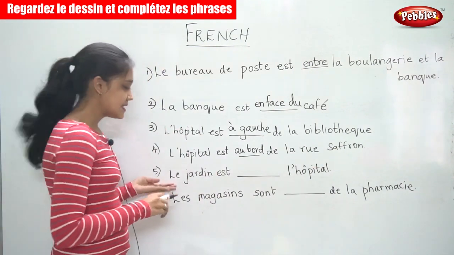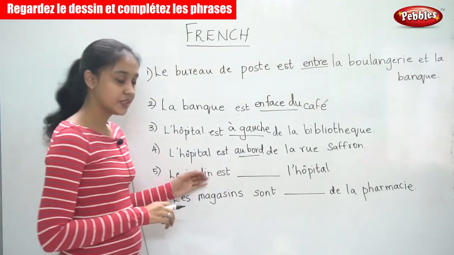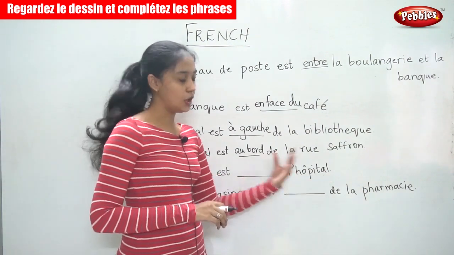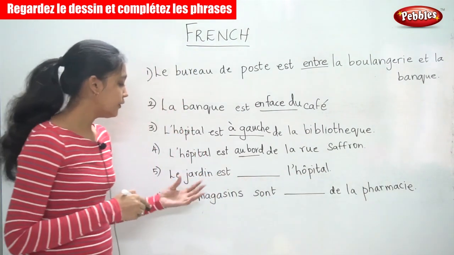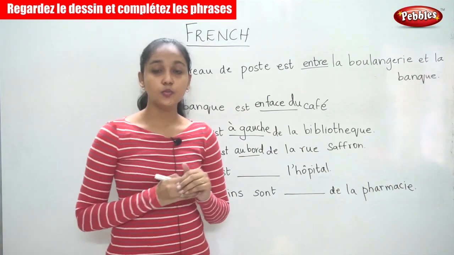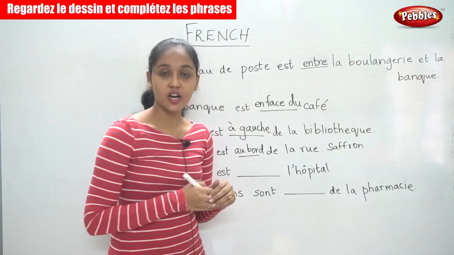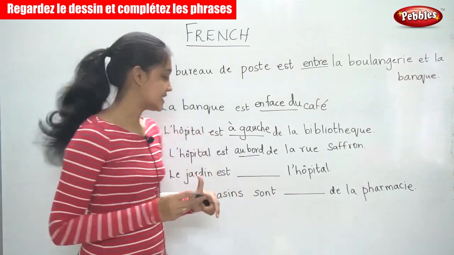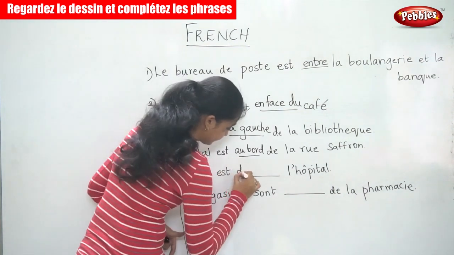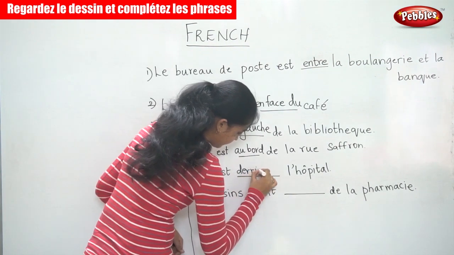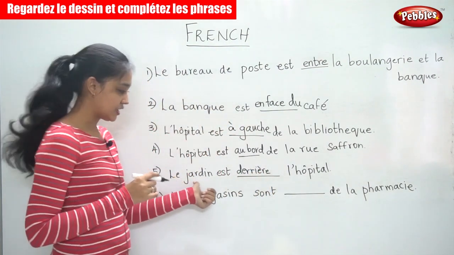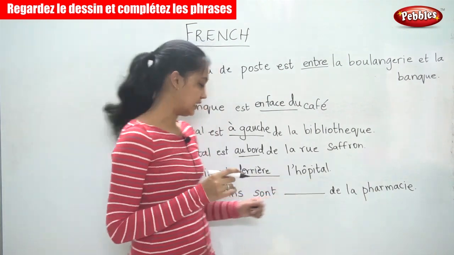The next sentence, les jardins et dash l'hôpital. If you remember, the garden was behind the hospital. So what is the word for behind? It is derrière. So, le jardin est derrière l'hôpital.